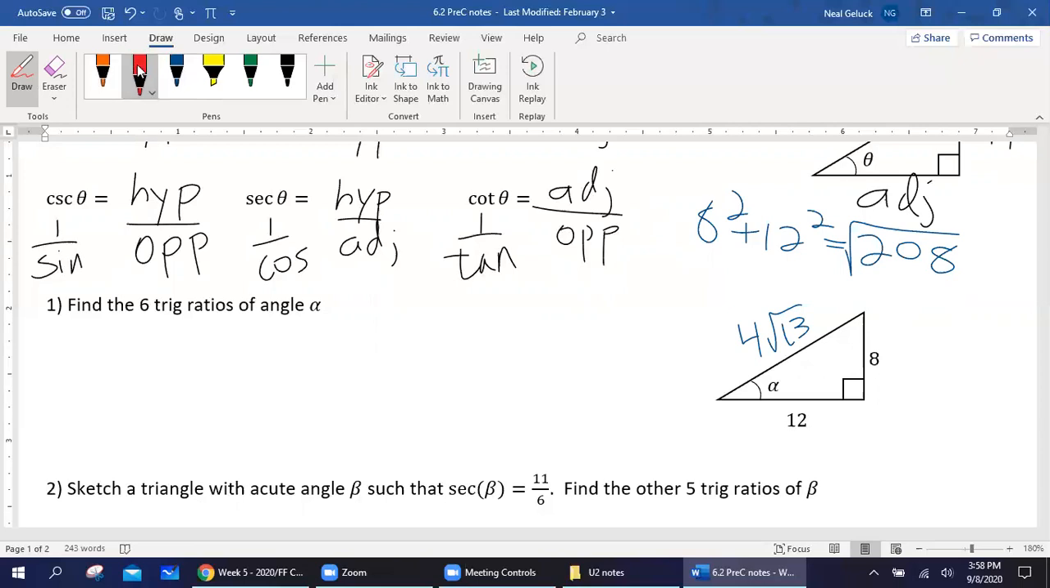So I'll start off with the sine. So it's always this trig function of the angle. So sine of alpha is opposite from alpha. So the opposite side of alpha would be the 8 over the hypotenuse, which is 4 root 13. The 8 and the 4 can reduce, so I can just call this 2 over root 13.